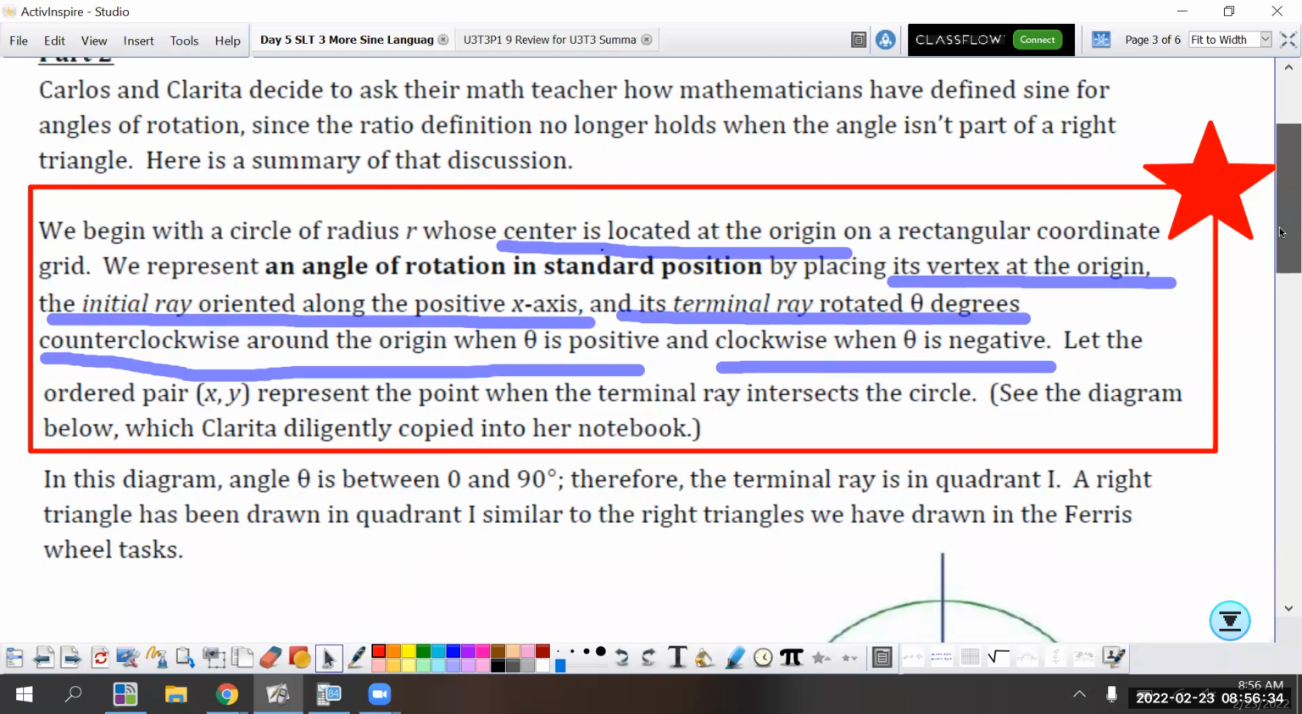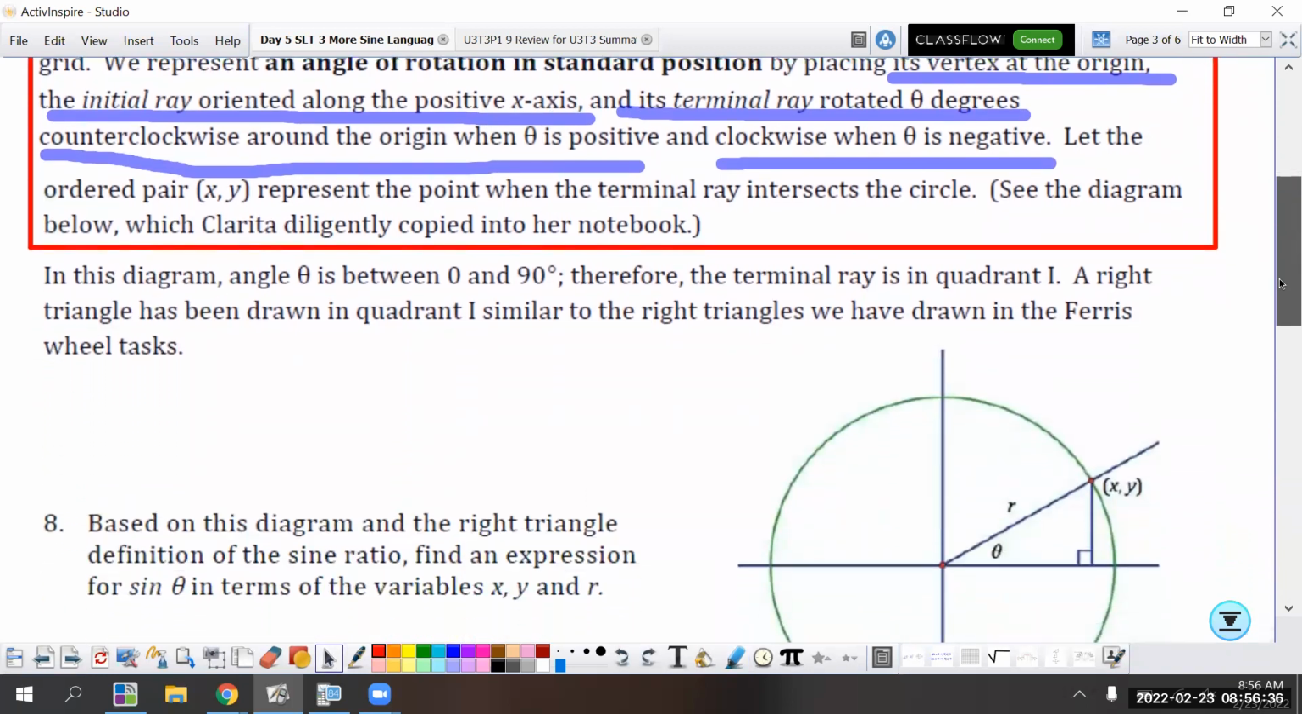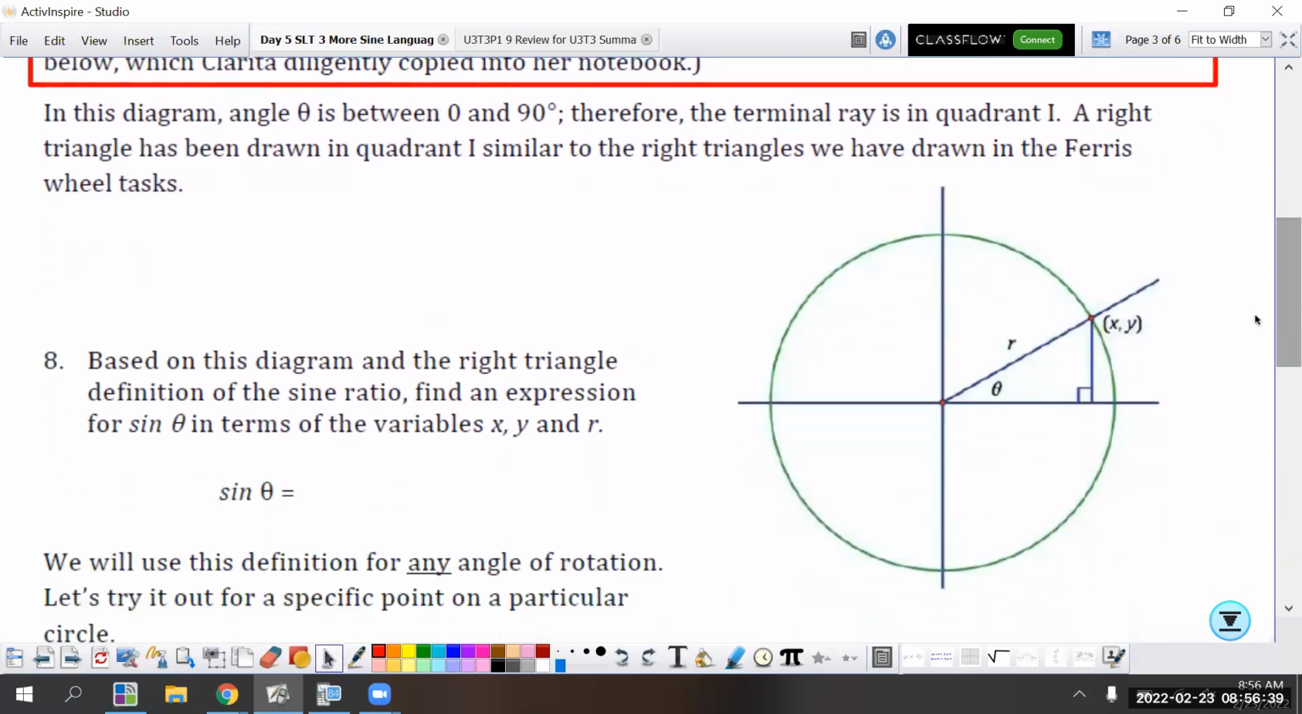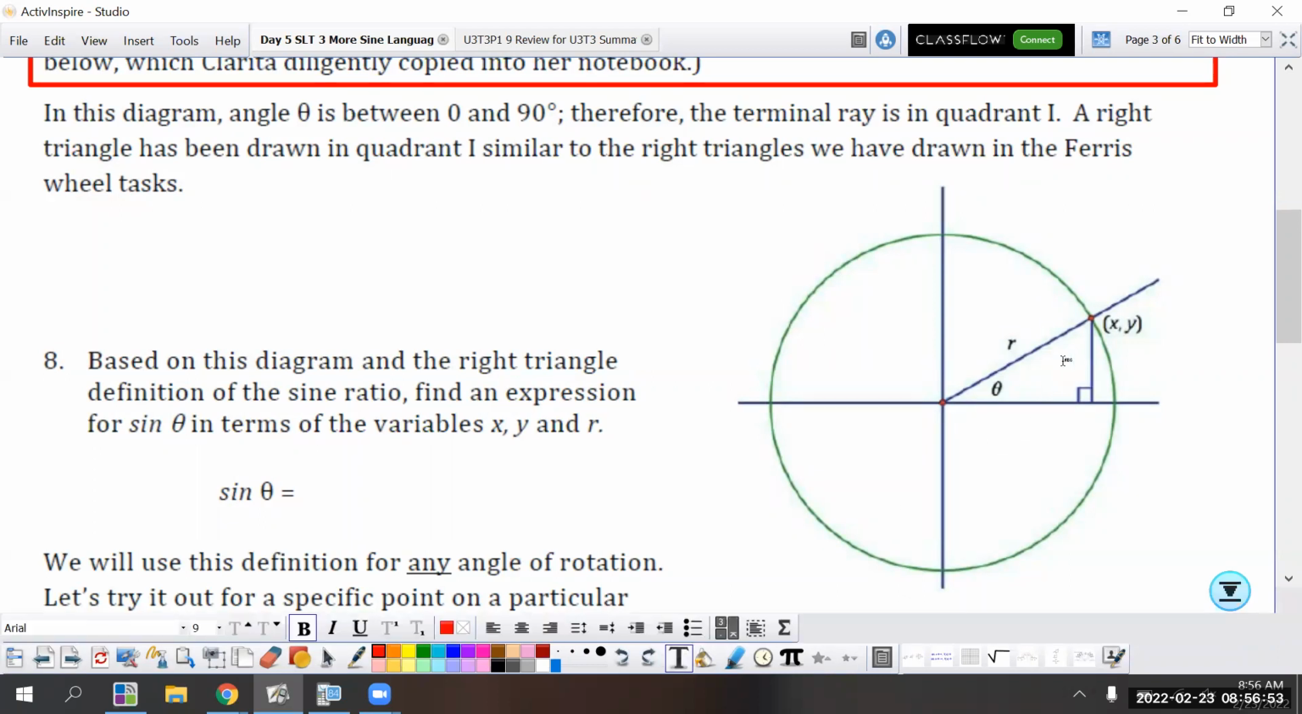So now if you turn to the back, we've got this diagram. In this diagram, theta is between 0 and 90 here, with a terminal ray in quadrant 1. I want you to label your picture. If this is the radius and this is our point, what's this leg in terms of x and y, and what's this leg in terms of x and y? So the horizontal is x, up is y.